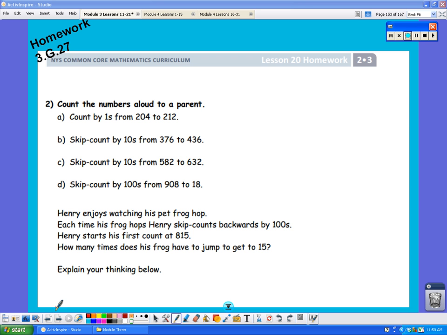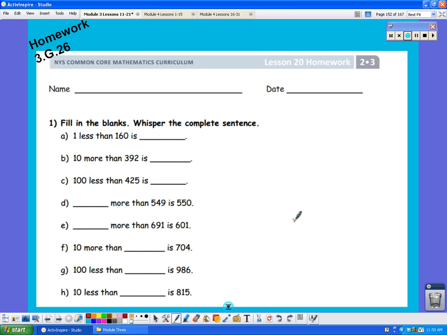Lesson 20. Model 1 more, less, 10 more, 10 less, and 100 more, 100 less, involving numbers such as 399,900, etc. So let's look at Lesson 20's homework. It says, fill in the blanks. Whisper the complete sentence. So I'm going to use some of the skills that we've already learned in these videos and in class to complete this work. And I'm going to work every other problem. So I'm going to work A, C, E, and G.